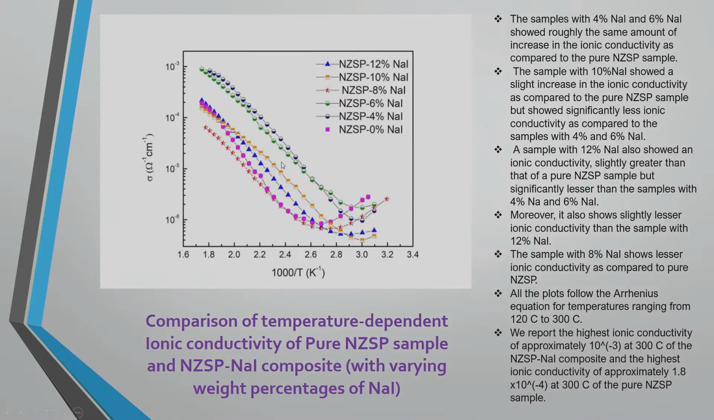Now come the characterization results of doping NaI along with the NZSP. We can see that the highest ionic conductivity increase is in the 6% and 4% samples. The purple one shows the pure NZSP sample, the blue one shows 4%, and the green one shows 6%. We can see roughly an order of 0.1 increase in conductivity at 6% and 4%.